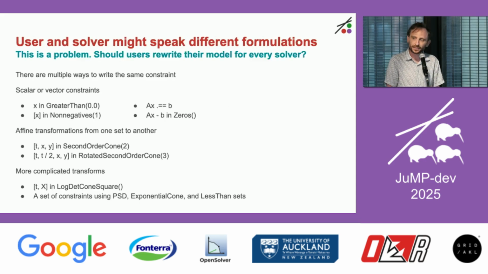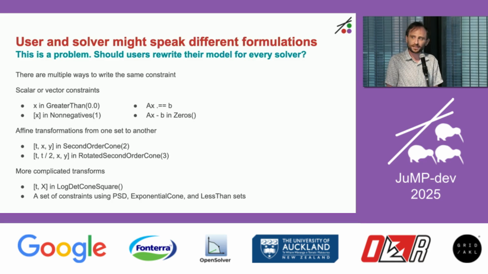The downside to this is somehow now users and solvers need to agree on what functions and sets they will use, because there are multiple ways of writing down the same problem. The user might write down, hey, I've got a variable x lies inside the set greater than, but the solver might have said, I only know how to support vector of variables in non-negatives. And even though they're kind of the same thing mathematically, one of them is a scalar function and one of them is a vector function, and they're kind of different functions and sets in MOI.